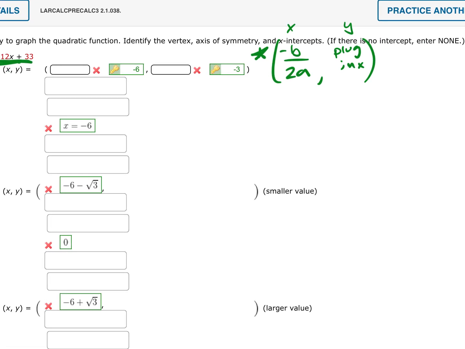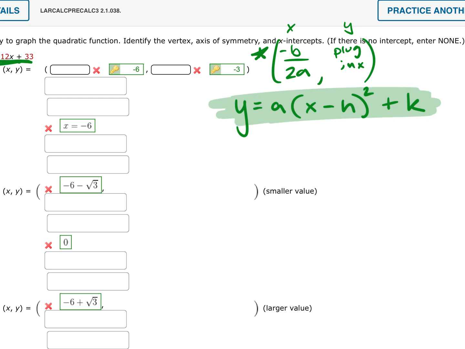For our vertex form, the formula is y equals a times x minus h squared plus k. So change the sign of what you're plugging in, your h, what you're plugging into the parentheses. K does not change the sign. So this one especially, make sure you know. Yes, so this is technically your h, and this would be your k.